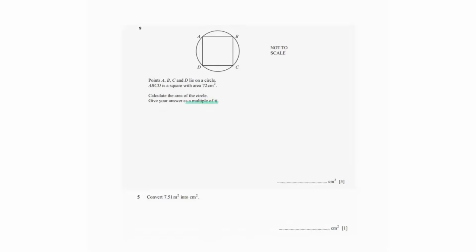So it says points A, B, C, and D lie on a circle. A, B, C, D is a square with the area of 72. So this square has an area of 72. Now, what did we learn about the properties of a shape? We learned that a square has all equal sides. So if it has all equal sides, length times width is 72. Let's say the length and width are x. So x times x is 72. That's x squared.